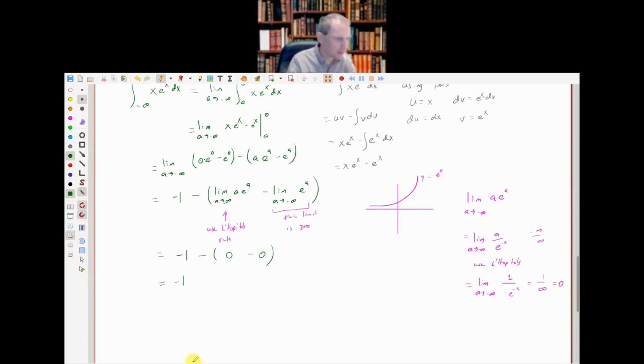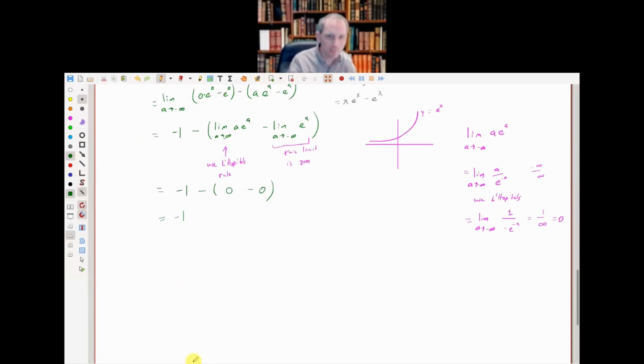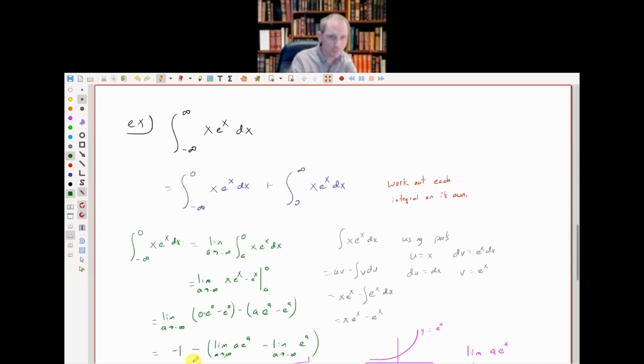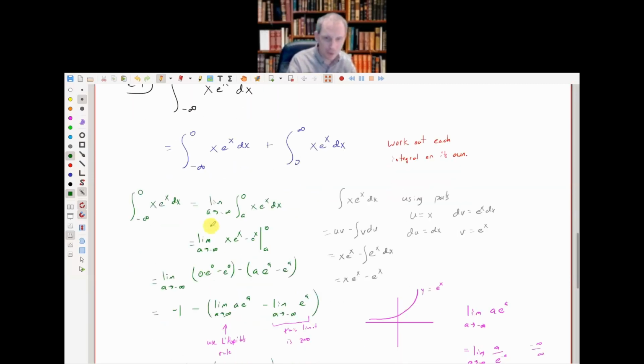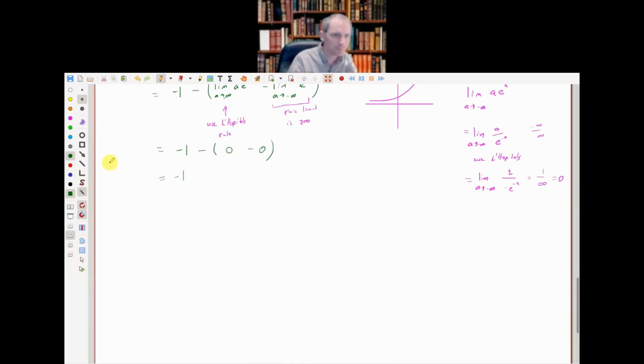Now let's look at the other side. Okay, so remember, that was this first piece, the integral from negative infinity to 0. Now let's look at the integral from 0 to infinity. So that's going to be a limit as b goes to infinity of the integral from 0 to b of x e to the x dx.